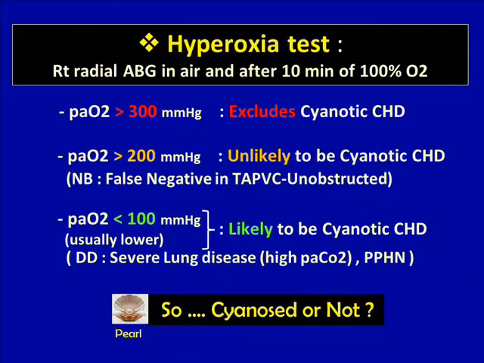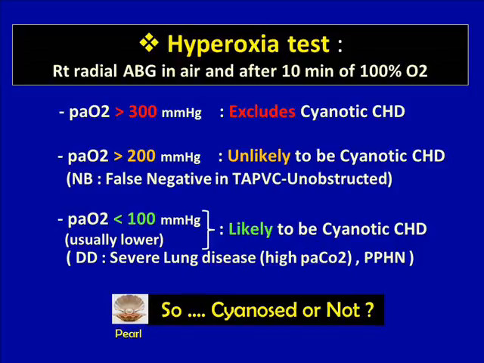Now, the hyperoxia test is done to rule out critical cyanotic congenital heart disease. It is performed by doing a right radial arterial blood gas in air and after administering 100% oxygen for 10 minutes using a hood.